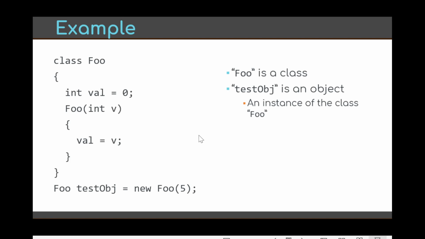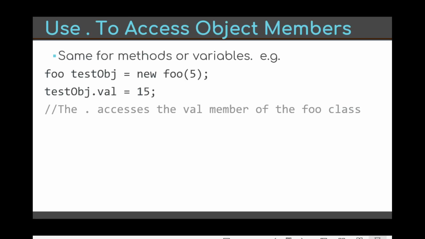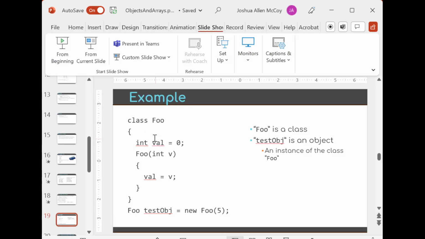Now, we have our Foo value 5. So Foo is the class. testObject is an object, so it's an instance of class Foo. And you can treat it as such. Now here, let's say we have our class Foo. Oh, these slides.